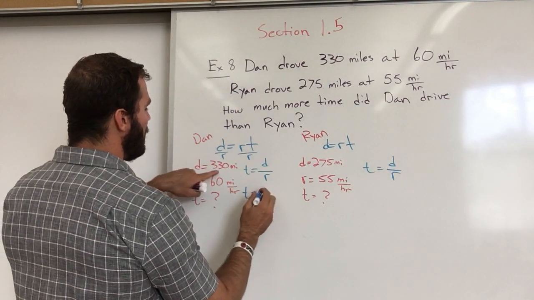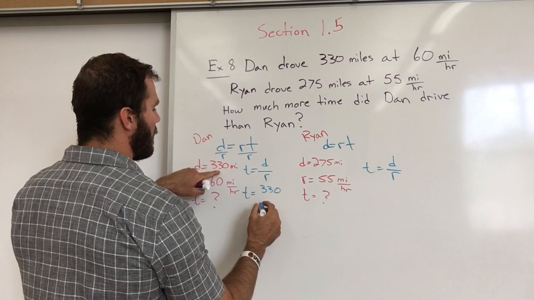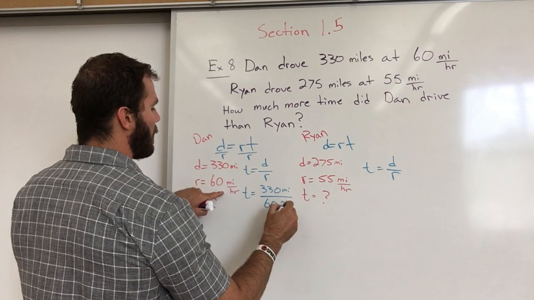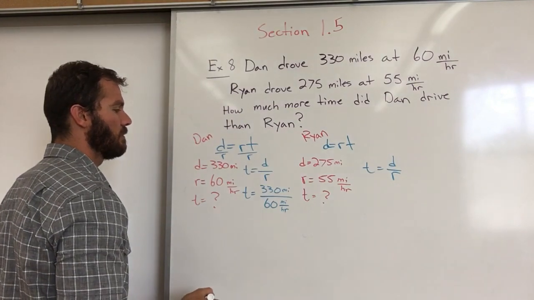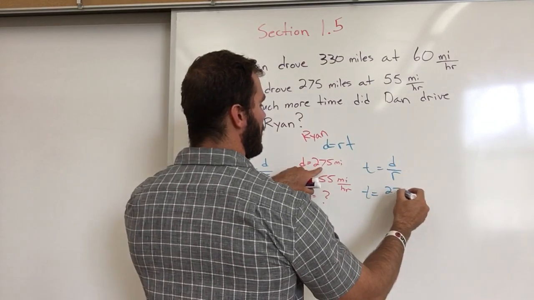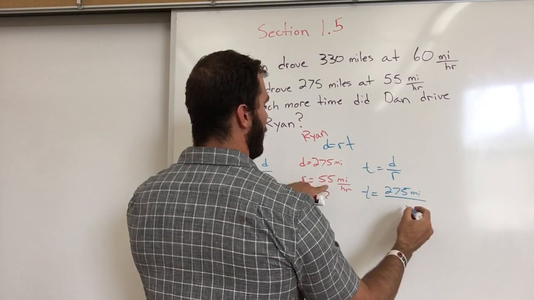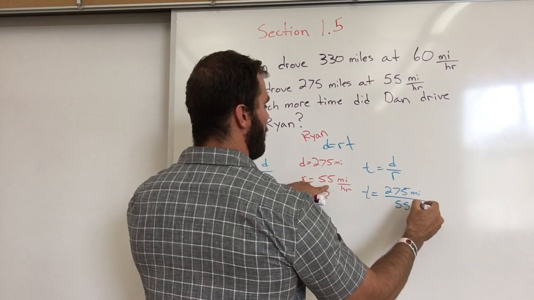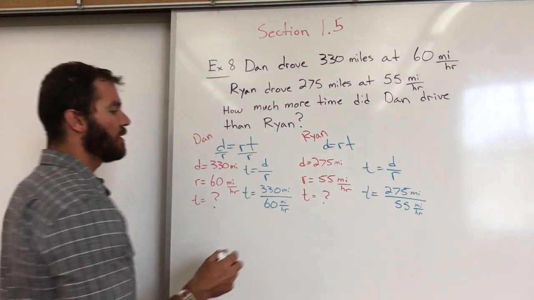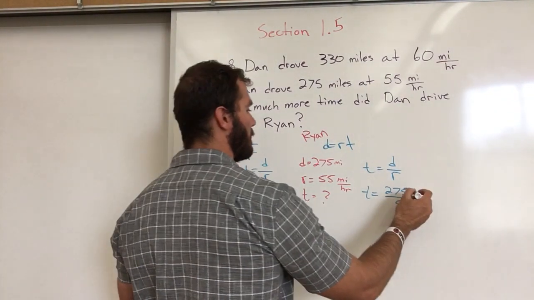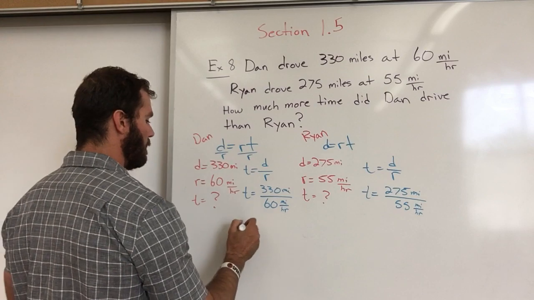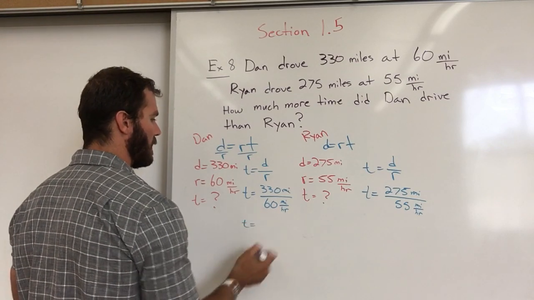T will equal d, which is 330 miles over 60 miles per hour. Over here, our d is 275 miles. Our little r is 55 miles per hour. Those miles are going to cancel out. Now we're going to solve for little t, because t is in time, right?